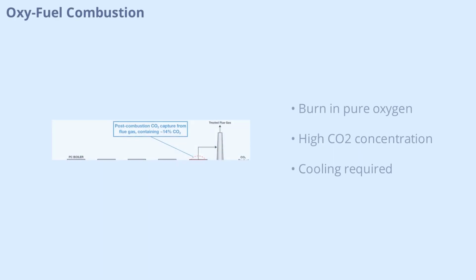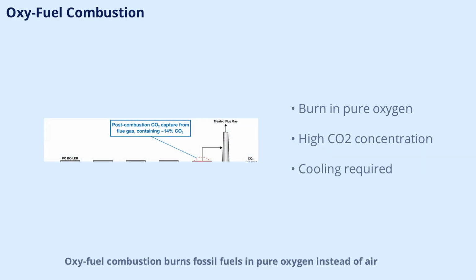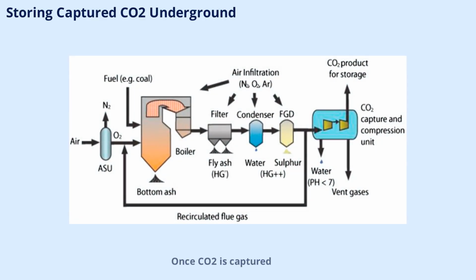Oxyfuel combustion burns fossil fuels in pure oxygen instead of air, resulting in exhaust gases with a much higher concentration of CO2. This makes it easier to capture the CO2, but the process creates very high flame temperatures, requiring cooling systems and recirculation loops. While sometimes called a zero-emission cycle, it's important to treat water vapor in the exhaust to ensure all CO2 is captured. Once CO2 is captured, it's transported and injected into underground geological formations.